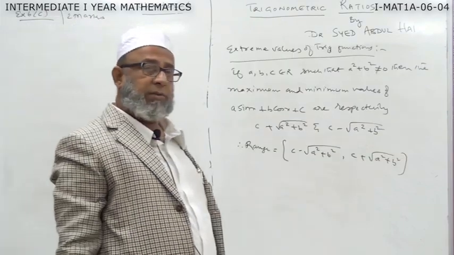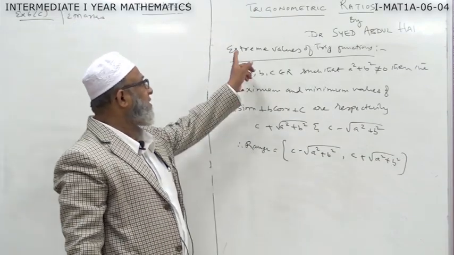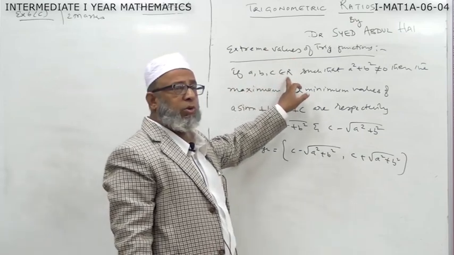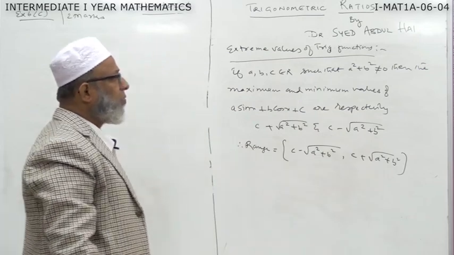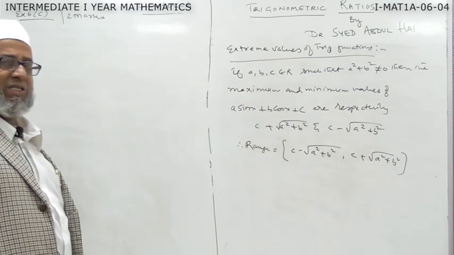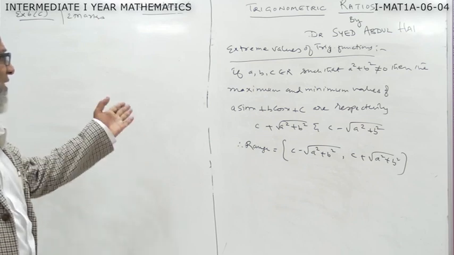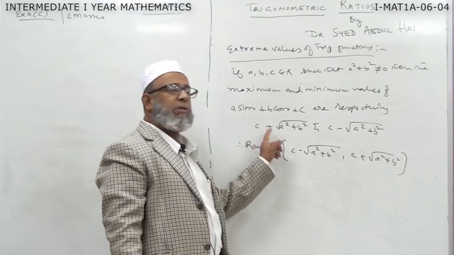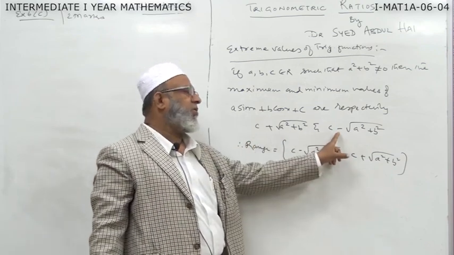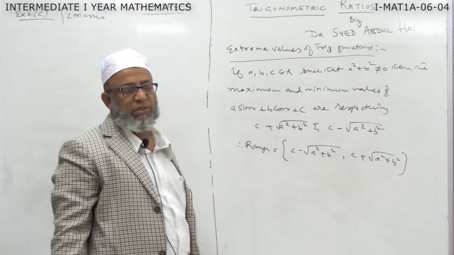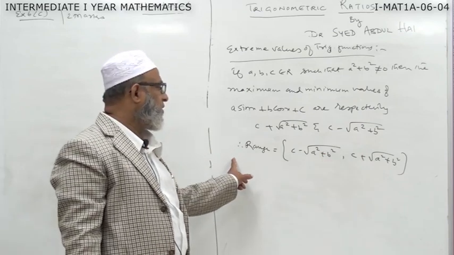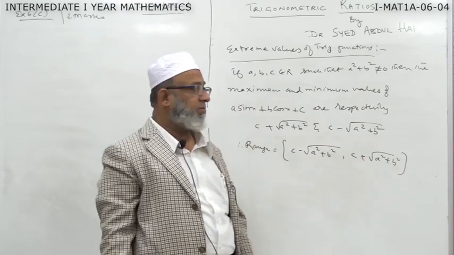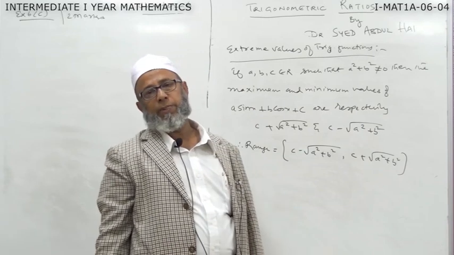Next topic is the definition of extreme values of trigonometric function. What is the definition? If a, b, c belongs to R such that a square plus b square is not equal to 0, then the maximum and minimum value of the function a sin x plus b cos x plus c is: maximum value is c plus root a square plus b square, and the minimum value is c minus root a square plus b square. And range is equal to minimum value comma maximum value, that is c minus root a square plus b square comma c plus root a square plus b square.